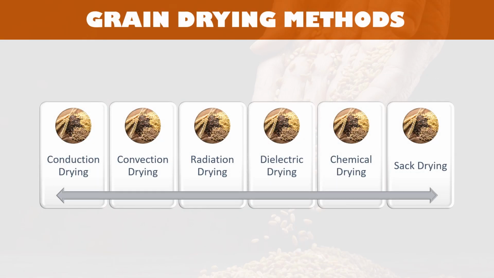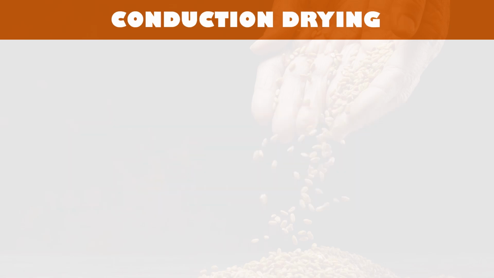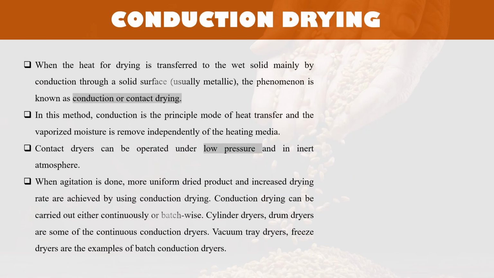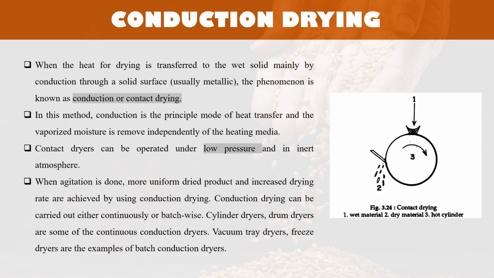These are the different types of grain drying methods. Coming to conduction drying, when the heat for drying is transferred to the wet solid mainly by conduction through a solid surface, usually metallic, the phenomenon is known as conduction or contact drying. In this method, conduction is the principal mode of heat transfer and the vaporized moisture is removed independently of the heating media. Contact dryers can be operated under low pressure and in inert atmosphere.